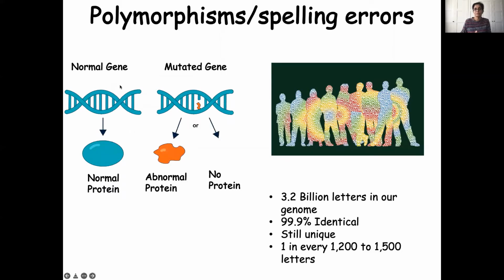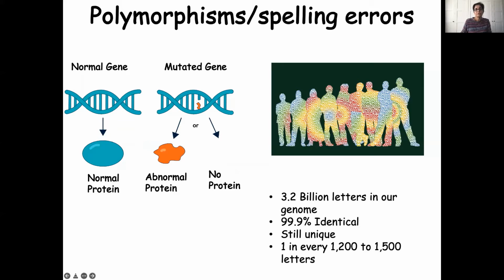If we have a normal gene here that makes a functional normal protein, that is fine. But sometimes there could be a mutation, a spelling error. That could mean either that there will be no protein coming off that gene, or that the protein being made is abnormal and can't perform the function it was supposed to perform.